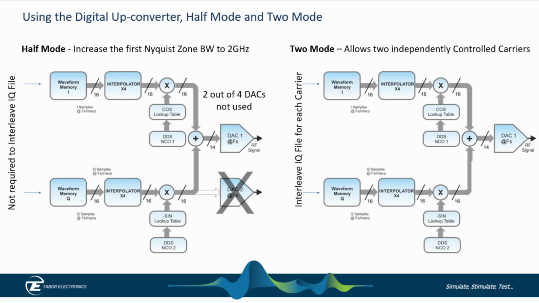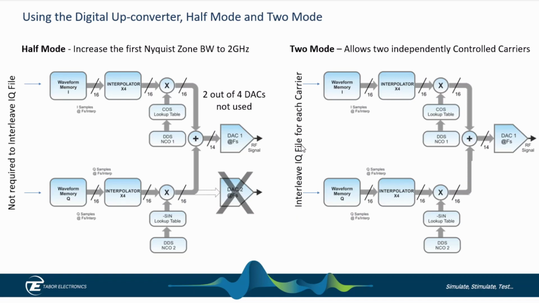When I use it in half mode, I can go to 2 gigahertz of bandwidth, but I have to give up a DAC. So out of the 4 DACs on the front panel of the instrumentation that we saw earlier, I'm now only using 2 of them, but those 2 have 2 gigahertz of bandwidth as opposed to 1 gigahertz. And another thing in IQ mode, in half mode, you're not required to interleave the IQ files. You can just fill up a segment of waveform memory with I and a segment of waveform memory with Q. So it's a little easier to use than that single line of code I had to put in my Python to do the interpolation.